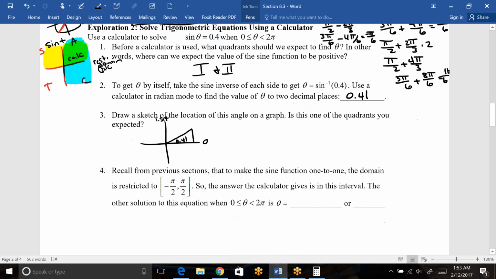So recall from previous sections that because sine has to be 1 to 1, the domain was negative pi over 2 to pi over 2. So the answer the calculator gives is in this interval. The other solution to this equation when theta is between 0 and 2 pi is when we're over here, because this is the other place that sine could be positive. So there's going to be another angle over here that has a reference angle of 0.41.